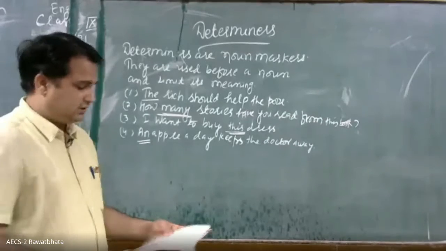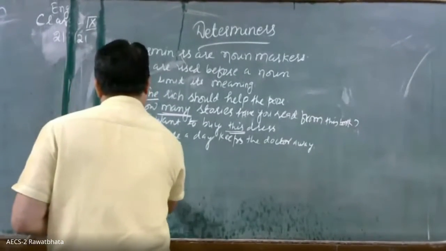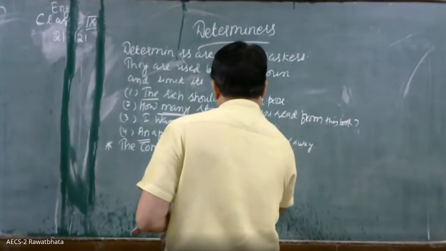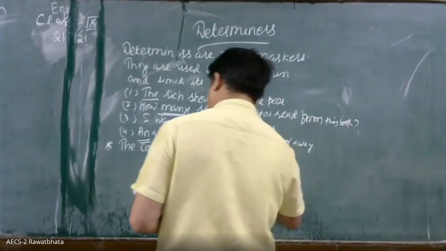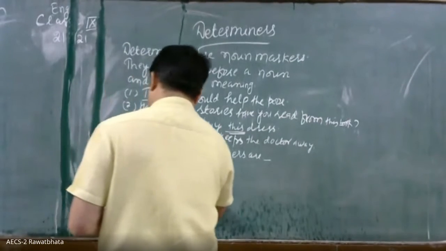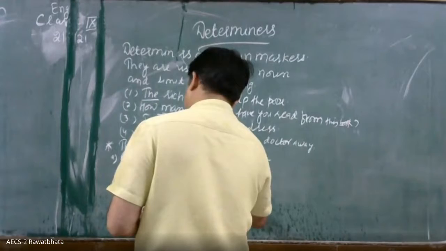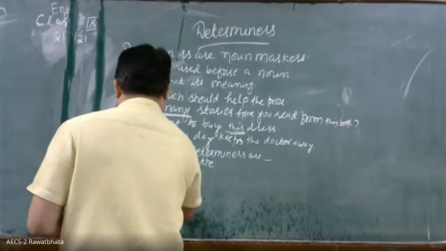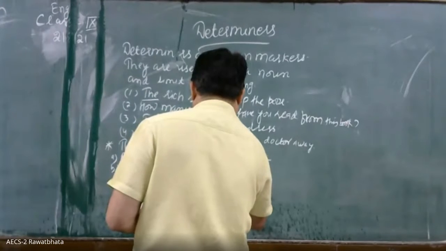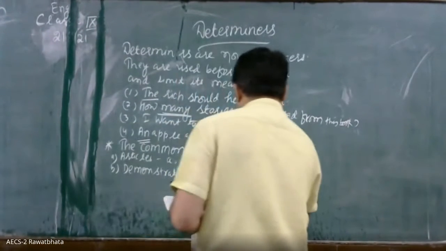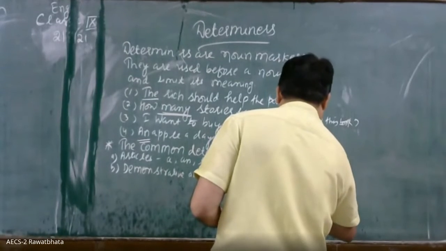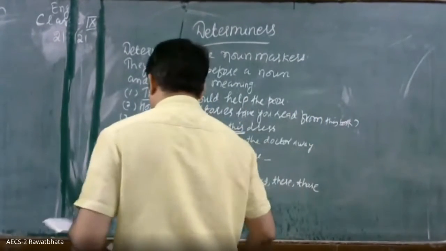Now you write: the common determiners are articles, that is a and the; then demonstrative adjectives, that is this, that, these, those.